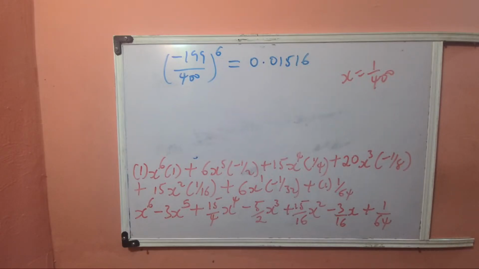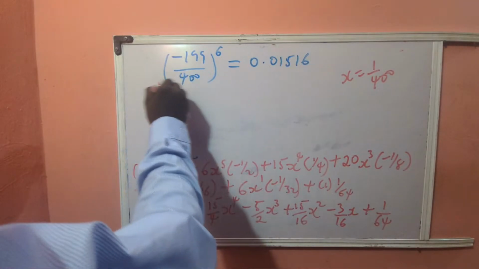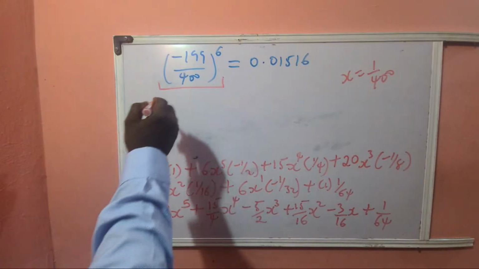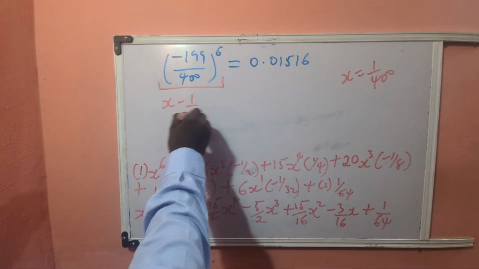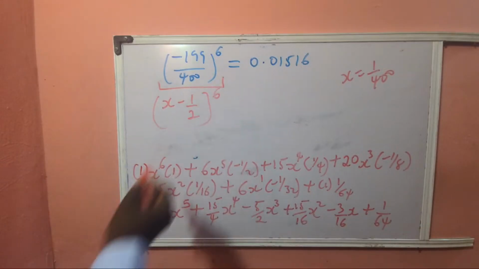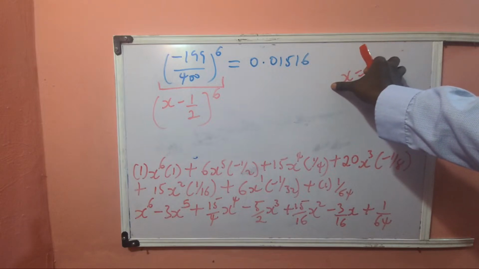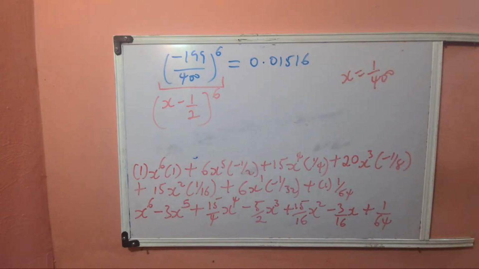So if we're not given the value of x being 1 over 400, even though we were given this in this particular case, how do we solve this question? Now look at it. We have minus 199 over 400. Don't forget our initial expression was x minus 1 over 2 raised to the power of 6. So if you were not told that x was equal to 1 over 400, how do you get your x value?